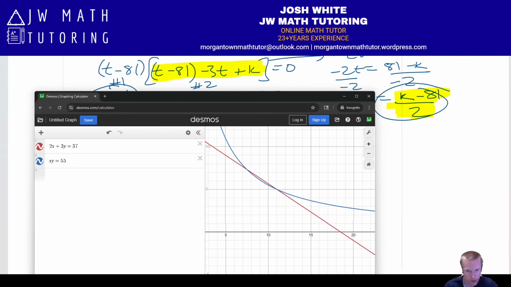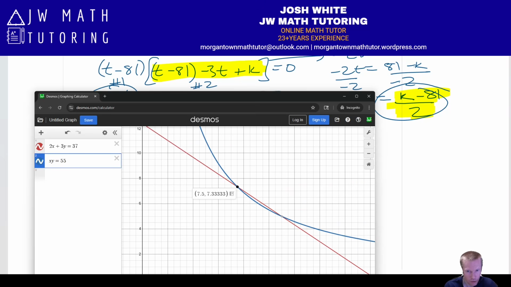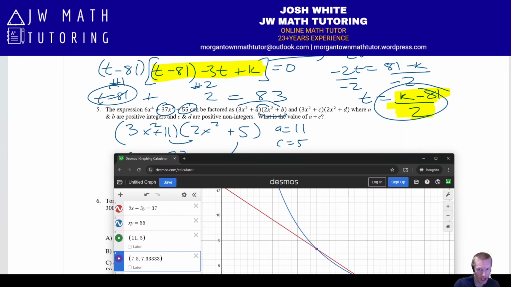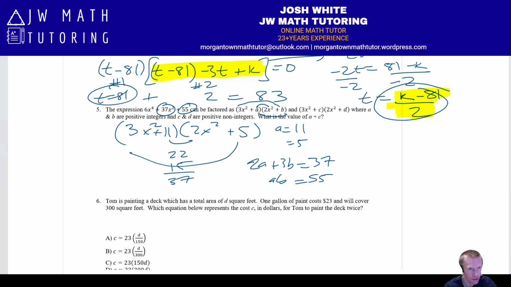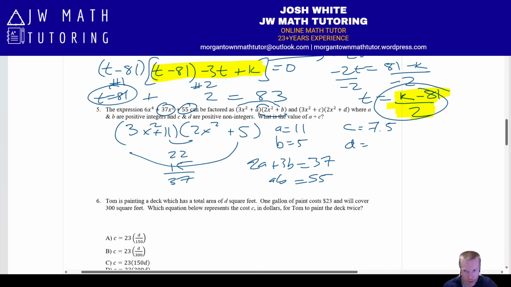Okay, so here's the graph. Maybe just zoom in a little bit. So here's one solution, here's one solution. Let's export these. Okay, so we have the 11 and the 5. That's the A, and I wrote that as C. That's wrong. That's B, not C. Sorry, this should be A and B. And then C and D are the other two intersection points: the 7.5 and the 7.333 repeating, which is basically going to be 22 over 3.